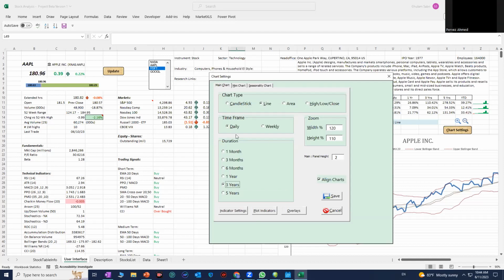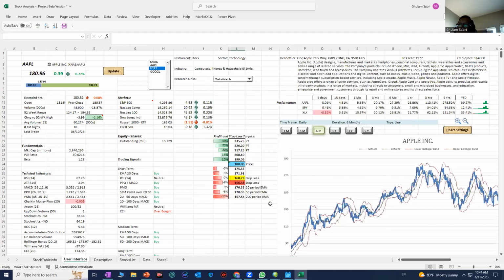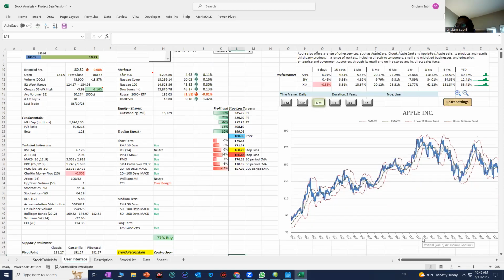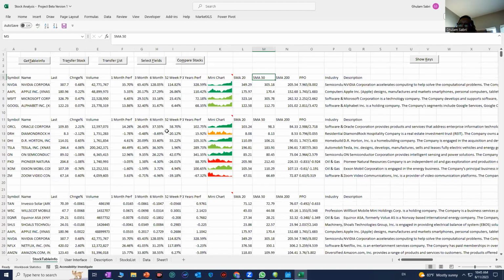These are your options. Main chart for 3 years, save it. Now the main chart will be updated for this Apple for 3 years. Right now it's 3 years. This is the main chart. Whatever period you choose from 1 month to 5 years, you can enlarge it, zoom in, take a closer look at what happened. Now you go back to this sheet and update this, and your mini chart will be updated for 3 years.